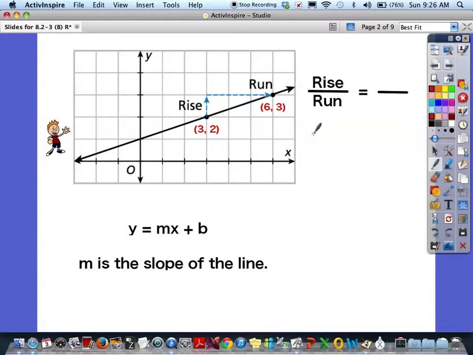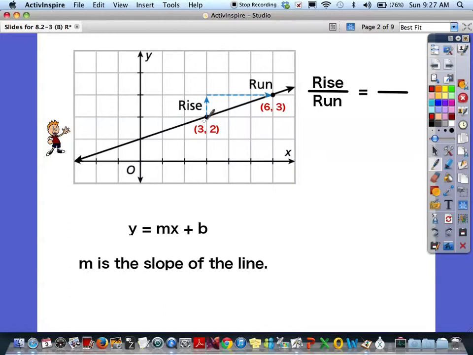One way to think about slope is rise over run. You put the change in y, or the rise from one point to the next, in the numerator, and then the difference in the x's, or the left to right part of the path, in the denominator.